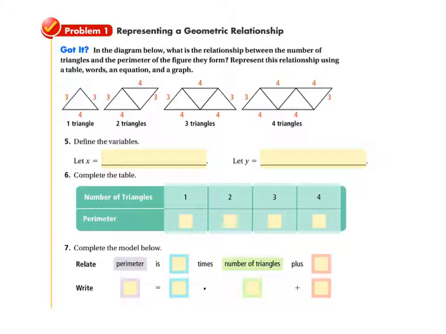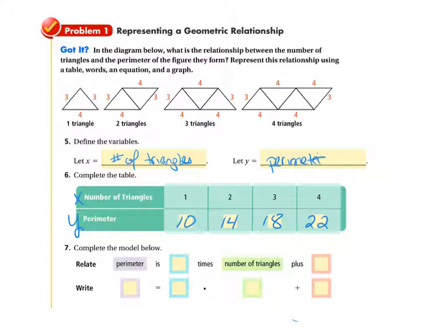Let's try a problem. In these diagrams, we have a relationship between the number of triangles and the perimeter. So our number of triangles is going to be the x, and the perimeter is our y. If we have one triangle here, we have a perimeter of 10. When we have two triangles, we have a perimeter of 14. When we have three triangles, we have a perimeter of 18. And when we have four triangles, we have a perimeter of 22.